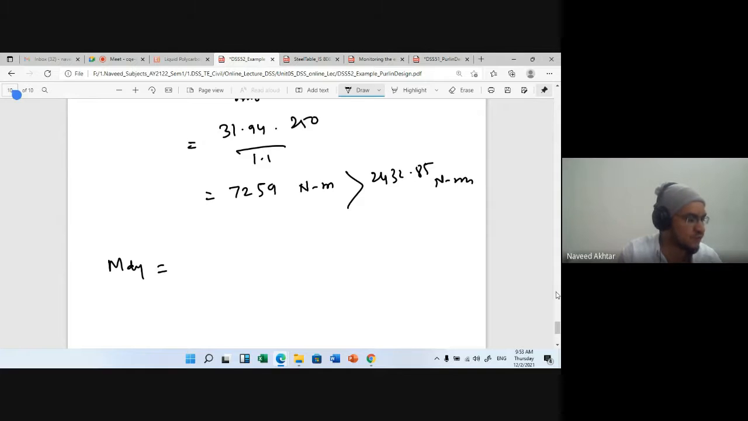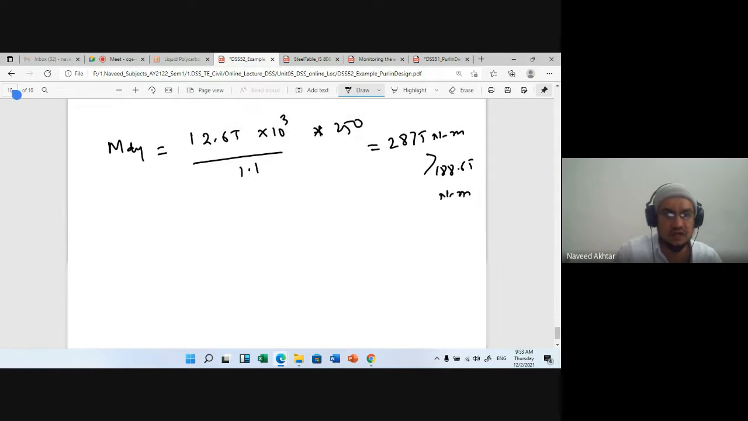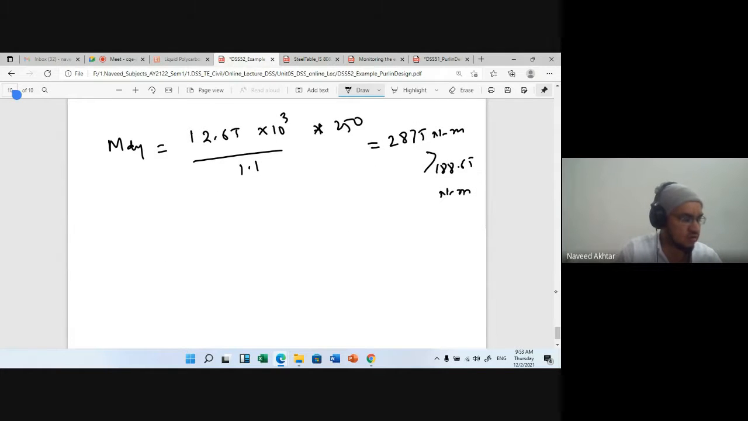Okay. Similarly, MDY is equal to 12.65 into 10 raised to 3 into 250 divided by 1.1. So it is coming 2875 Newton meter, which is greater than 188.65 Newton meter. Okay.